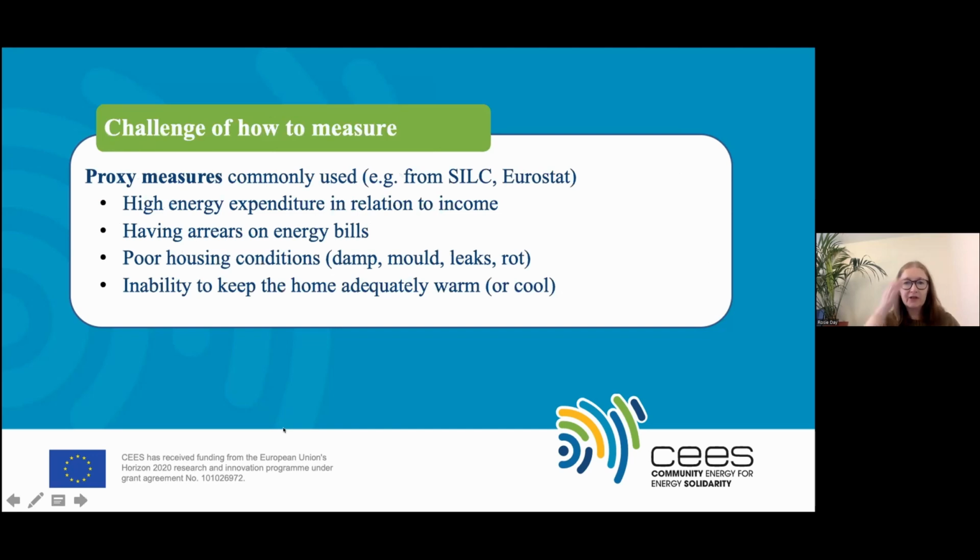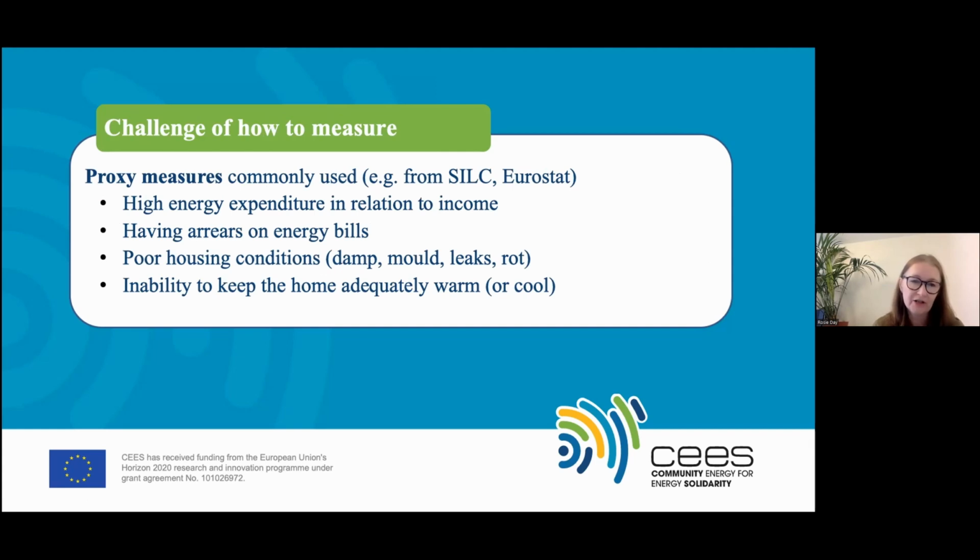Because in the EU the data sets that could be used weren't the same as the ones that we used in Britain, there was a bit of a challenge, and there still is a challenge, of how to measure energy poverty. Commonly, research from the 2000s up until now has often used measures from, for example, the Eurostat survey of income and living conditions, but also from national data sets that might be available. And typically either one or a combination of these measures is used.